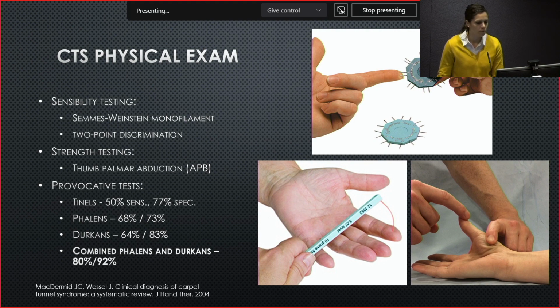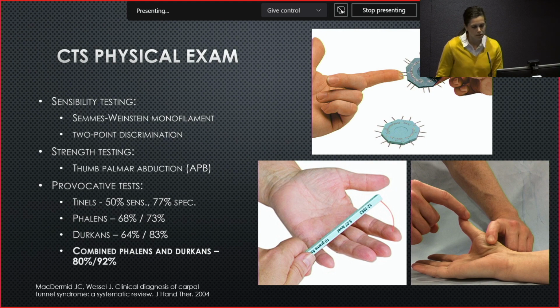Strength testing for carpal tunnel syndrome primarily assesses the abductor pollicis brevis, and that palmarly abducts the thumb. So this picture is a good example of how best to assess the strength of that muscle. And patients with more severe disease will have weakness compared to the contralateral hand, so it's always good, obviously, to compare. Provocative tests will place an already compromised nerve under additional stress, and so it'll exacerbate numbness and tingling and sometimes pain in the median nerve distribution.